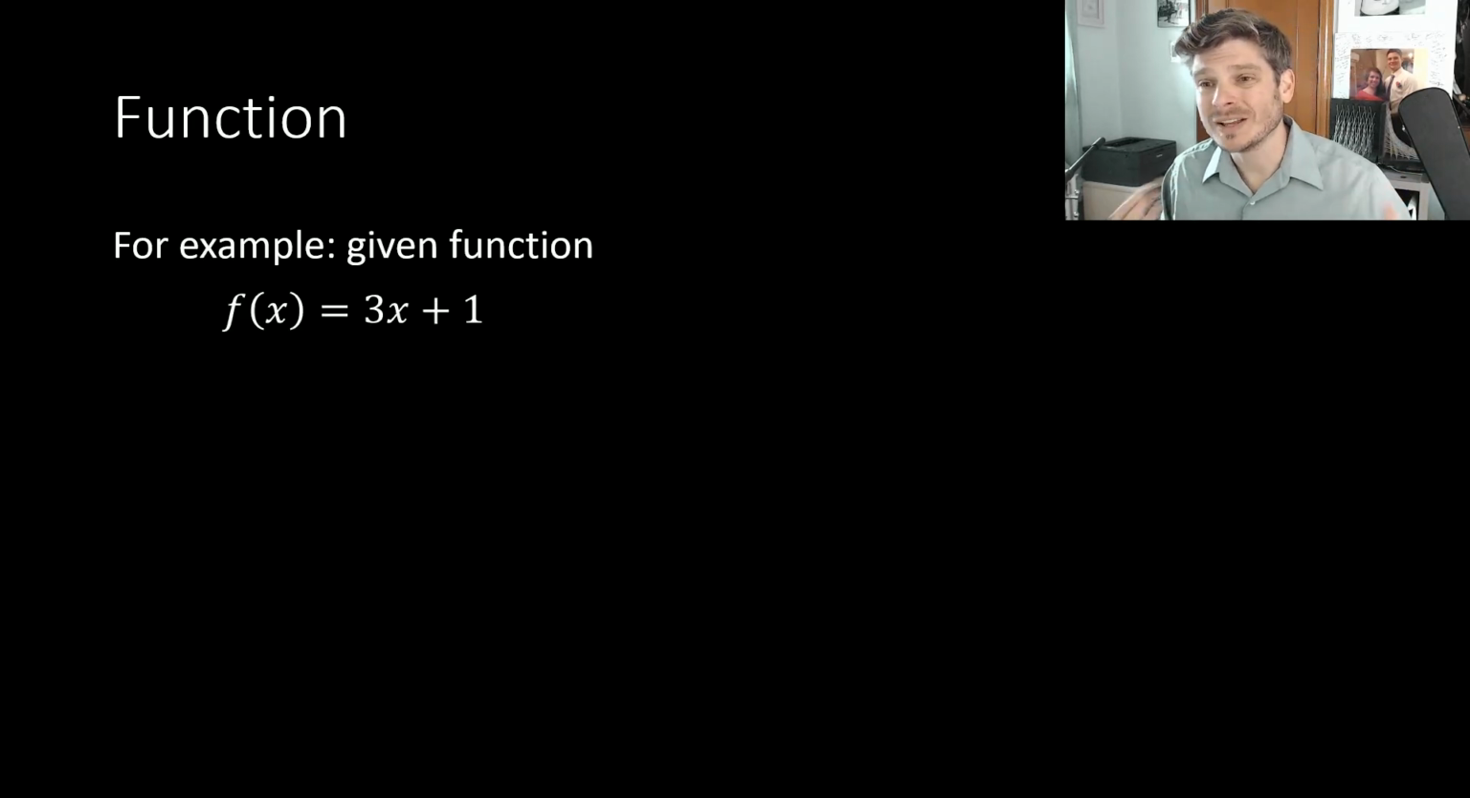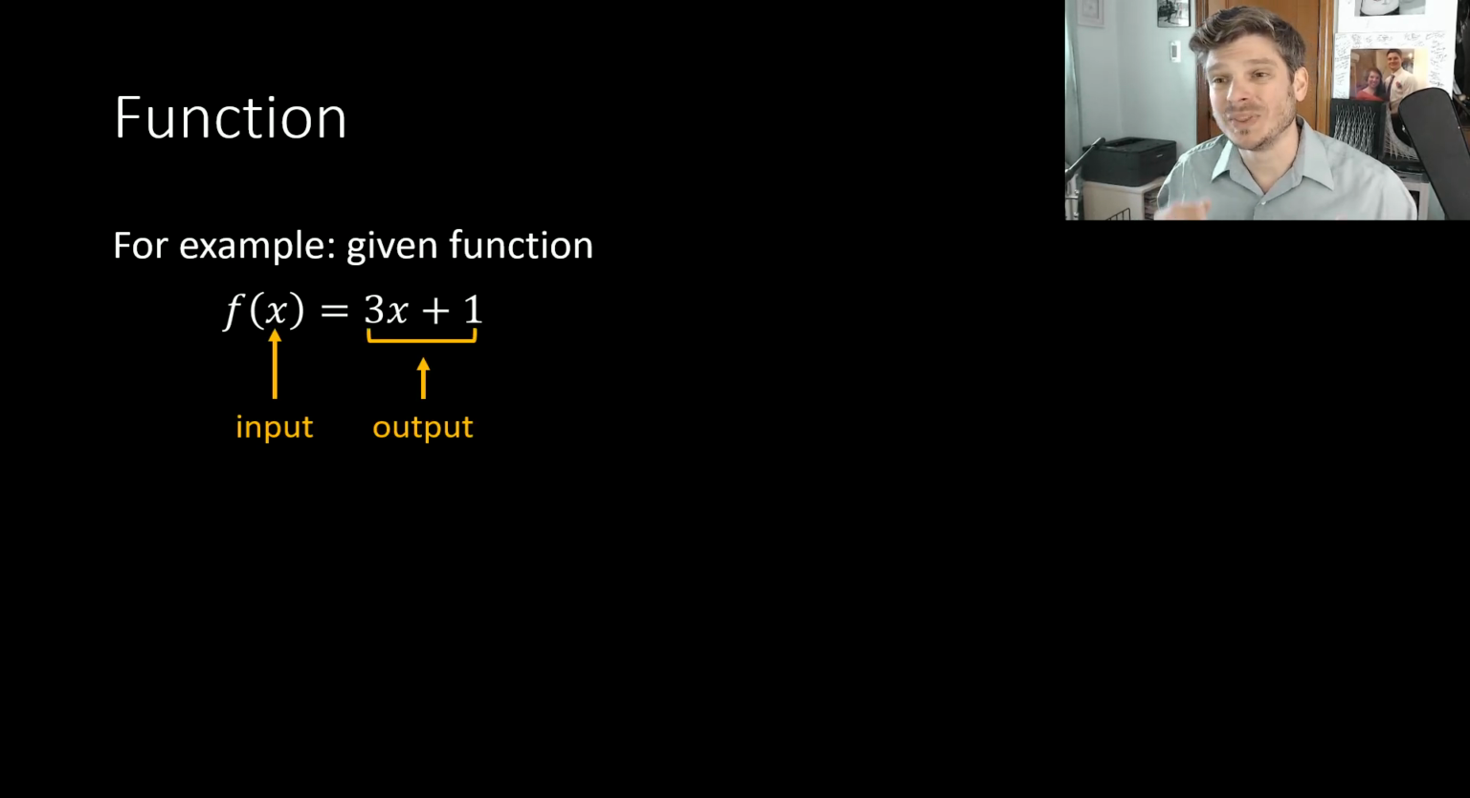So let's take a quick look at functions and how we represent them in math. For example, let's say I was given the function f of x equals 3x plus 1. The input here is x. My input is going to be my variable, meaning I can input whatever I want in for x into my function, which is called f. And then my output is going to be the result of 3x plus 1, or 3 times x plus 1.